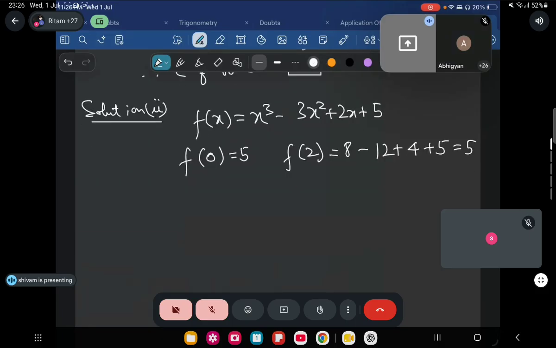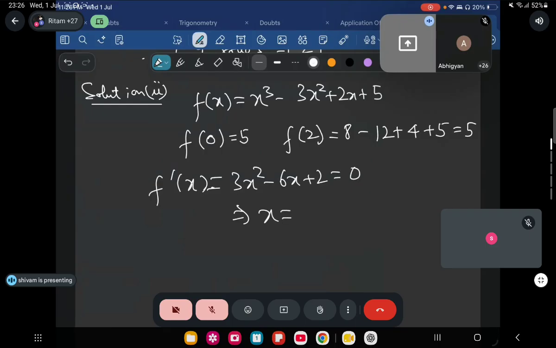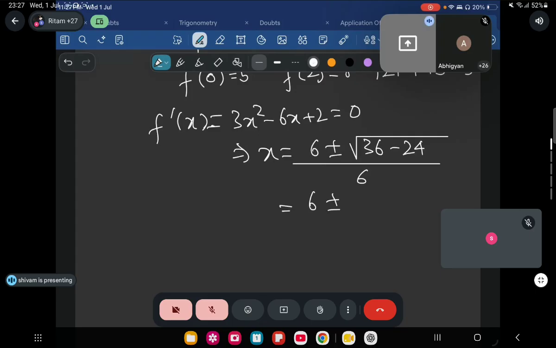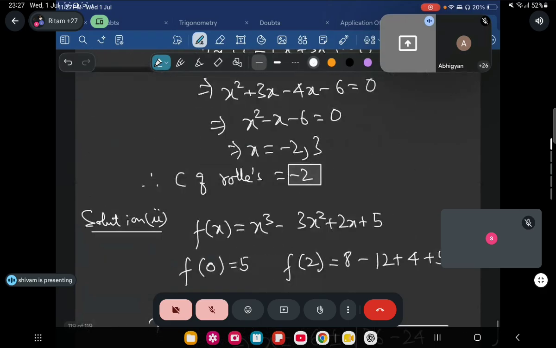Okay, then there exists some c belonging to (0, 2). F dash x will be equal to 3x square minus 6x plus 2. Put it equal to 0. So from here, I'm going to use the quadratic formula. X is equal to 6 plus minus root over b square minus 4ac, that is 36 minus 24, by 6. So this will give us 6 plus minus root 12. Root 12 will give us 2 root 3 divided by 6, which will give us 1 plus minus 1 by root 3. And both of them lie in the interval. Both of them belong to (0, 2).